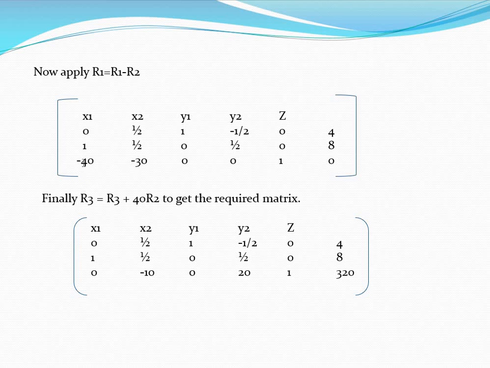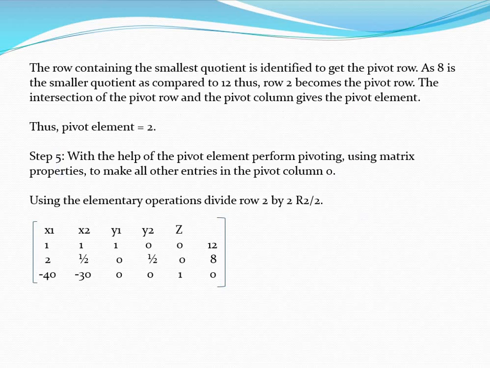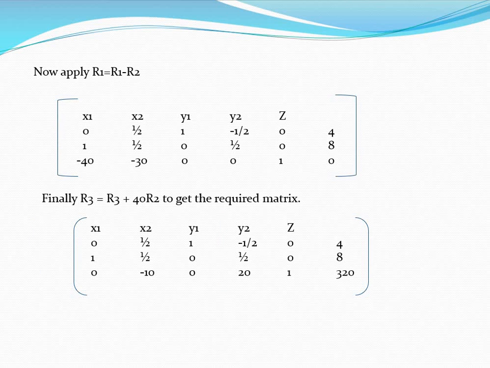Then what we have to do? R1 minus R2 we have to do. So our first element has become 0. Then we will get these things. Next what we will do? Finally R3 is equal to R3 plus 40 R2. Then this element also becomes 0. Subsequently, this outcome you will get.